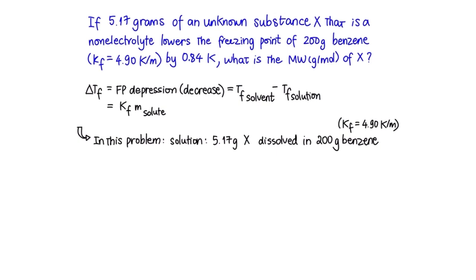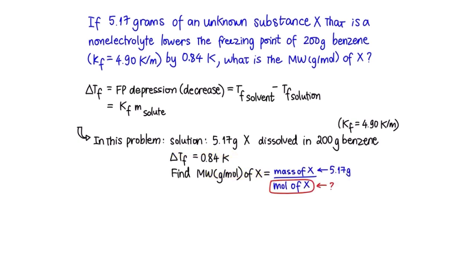So we notice that in this problem, the solution consists of 5.17 grams of X dissolved in 200 grams of benzene, and we are provided that the KF value for benzene is 4.90. We're also provided that the delta TF is 0.84 Kelvin, and we need to find the molecular weight of X. So let's think about how to solve for molecular weight. You'll need to take the mass of X divided by the mole of X. For the mass of X, we already know from the prompt that there is 5.17 grams of X, so really all we need to find is the mole of X.